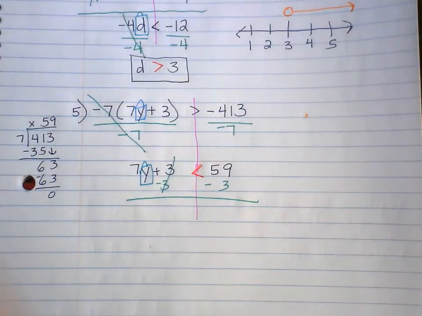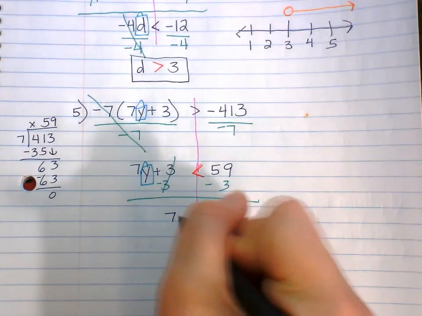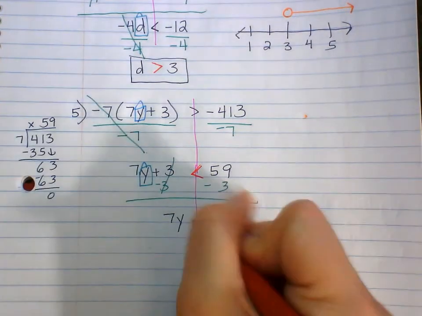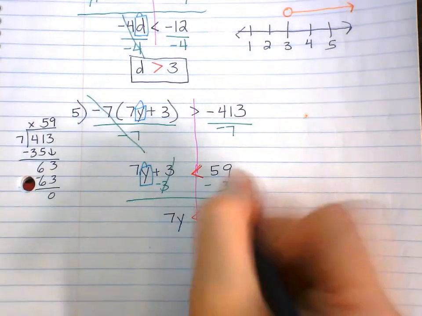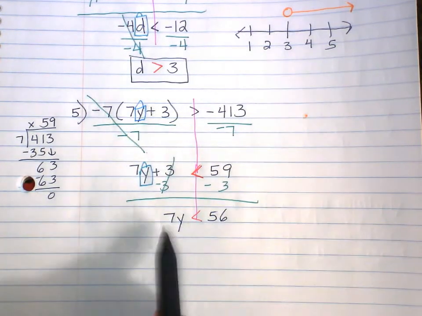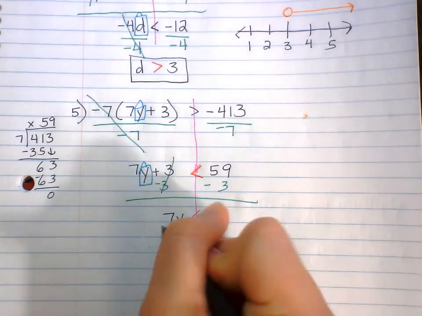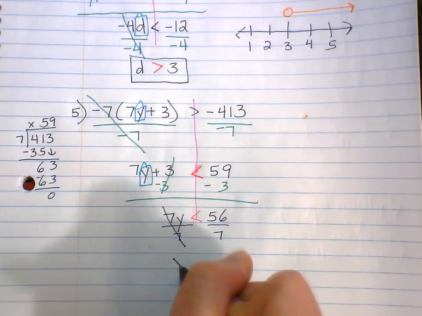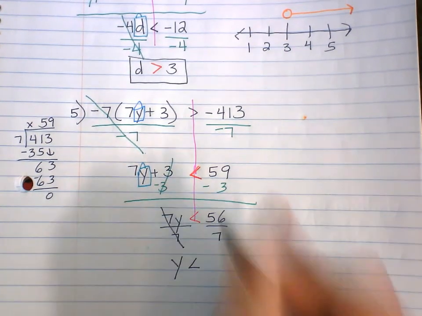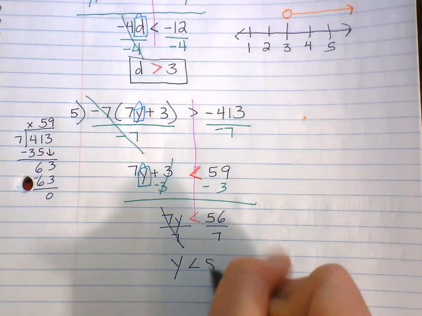And that leaves us with 7y is less than, what's 59 minus 3? 56. 7y, they're touching, they're married, so we have to divide. Divide both sides by 7. Y is less than 56 divided by 7, which is 8.